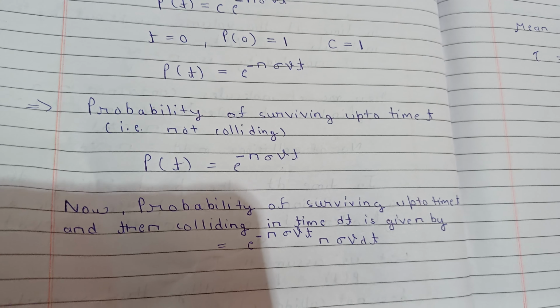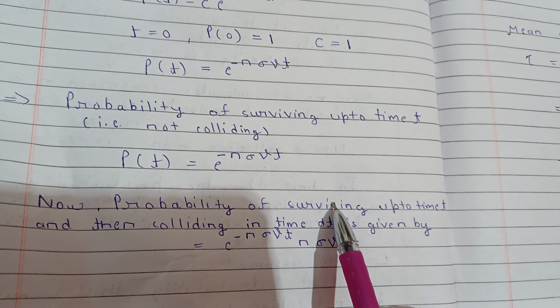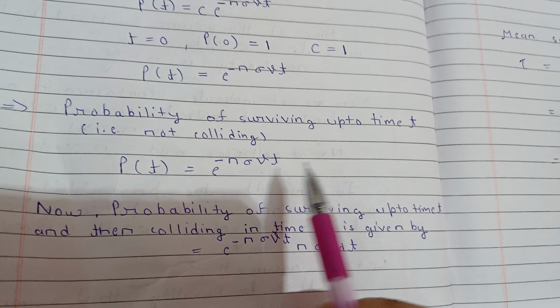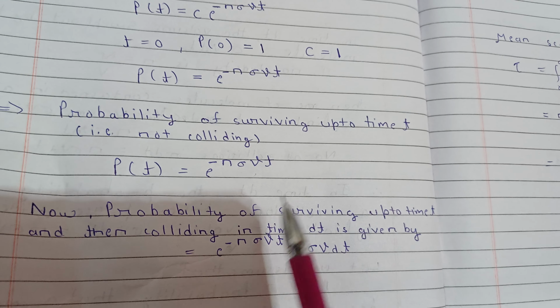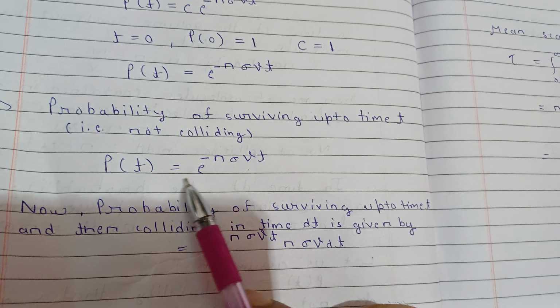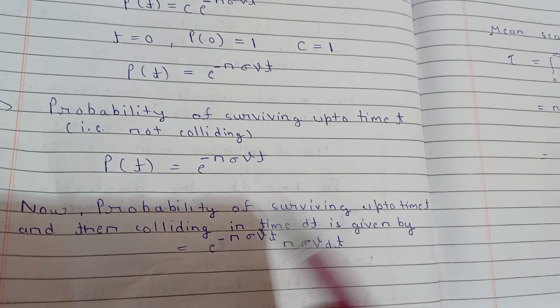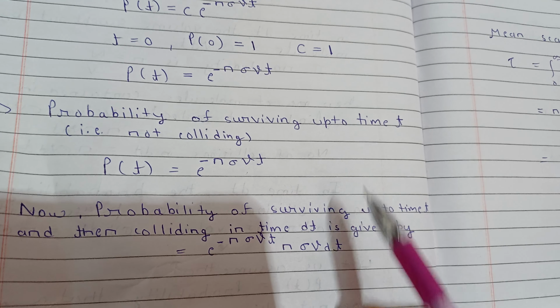So remember this. The probability of surviving up to time t is this, and it will collide after t, in dt time, with the probability given by this. That means not colliding up to t, then colliding in the subsequent dt time. So that will be n sigma v dt. We came from here.